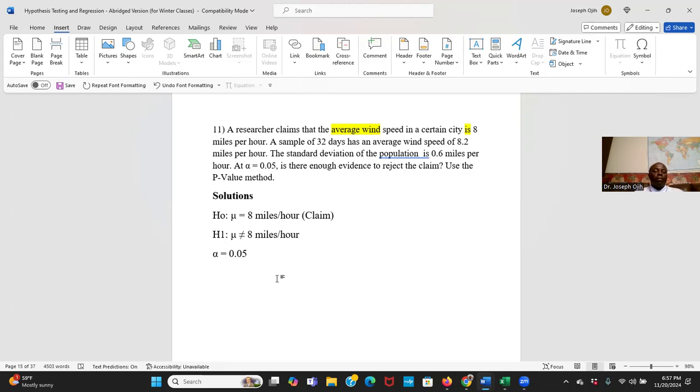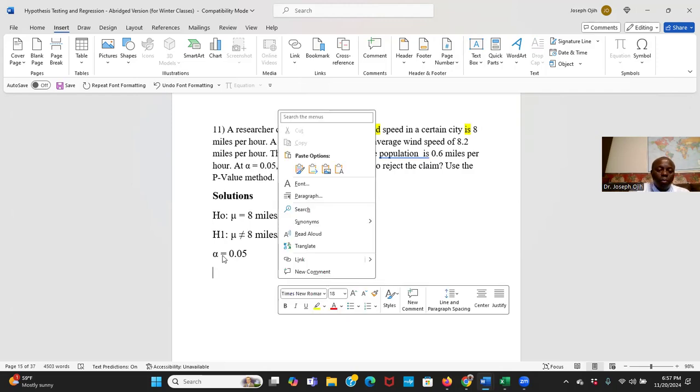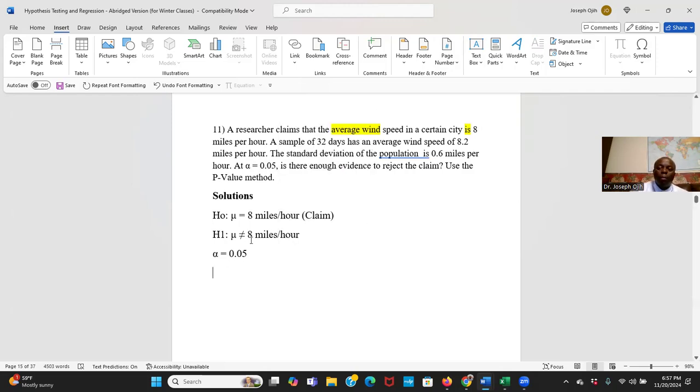Now we can write our summary statistics, because this is equal and not equal. That means it can be left side or right side, so this is a two-tailed test. Whenever I have equal or not equal, it becomes a two-tailed test. So when you're doing the p-value method and it's a two-tailed test, once you get a p-value, multiply it by 2. That will give you the final p-value.